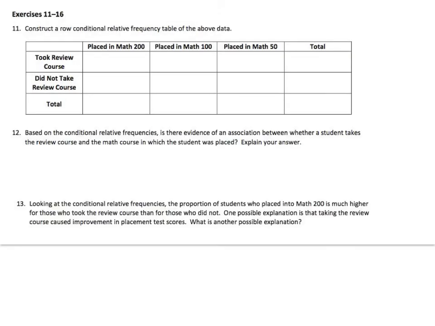So first of all, let's construct a row conditional relative frequency table from the above data. So I had 40 that took the course out of 60, 10 who did not take the course out of 60. That gives me 0.667, 0.250, and then we had 50 out of 100 placed in Math 200. That's 0.5.